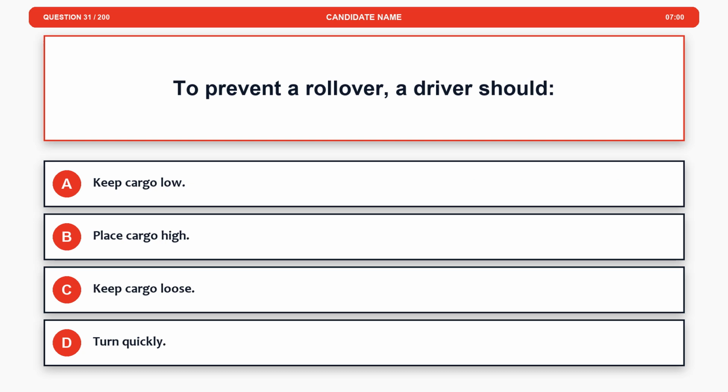Question 31. To prevent a rollover, a driver should: Option A. Keep cargo low. Option B. Place cargo high. Option C. Keep cargo loose. Option D. Turn quickly.